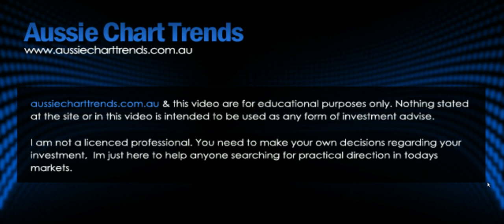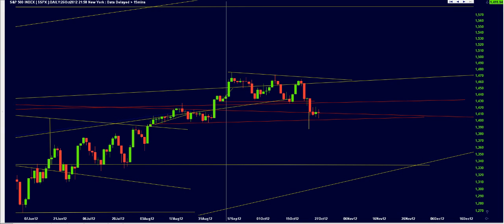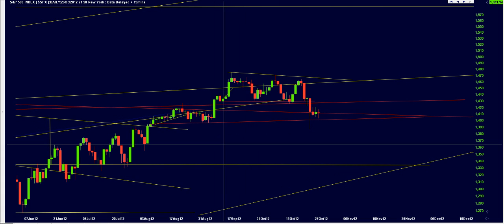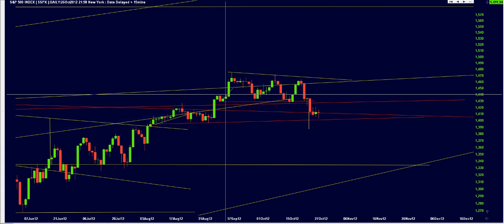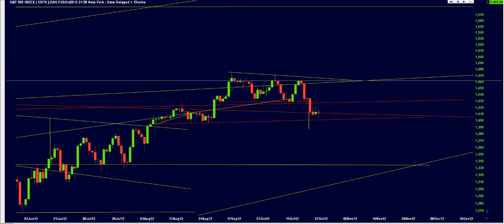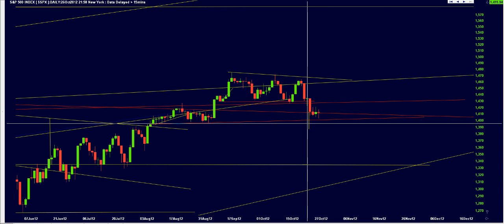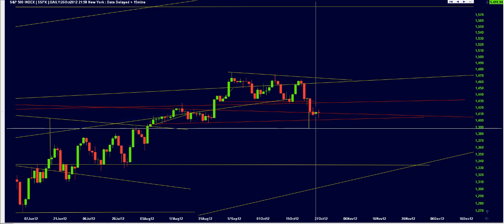So let's take a look firstly at the S&P 500 here. We can see here on the daily chart, for some time now we've actually been watching this triple top formation in the process. Now, this week we had a clear breakdown of this triple top formation, and we now have a target of around the 1382 area.